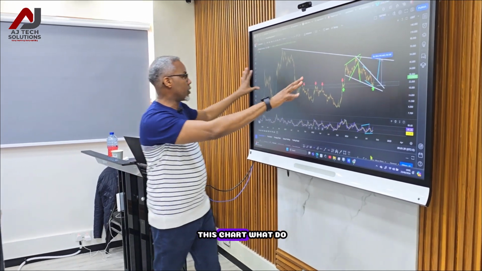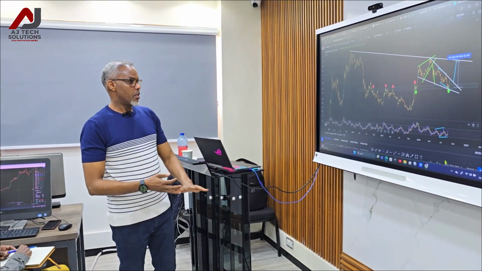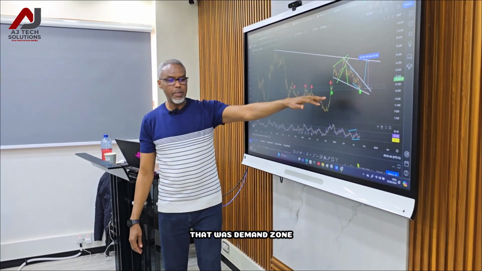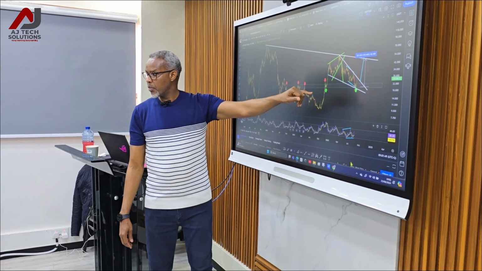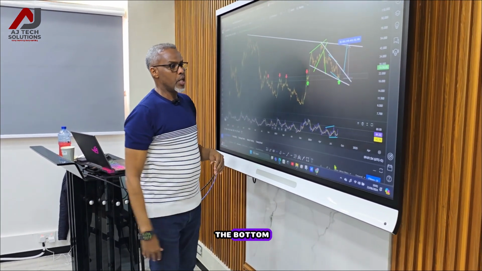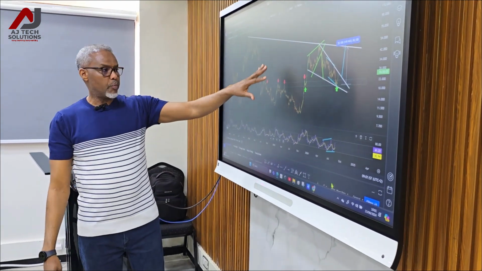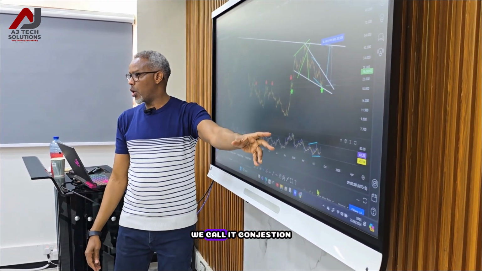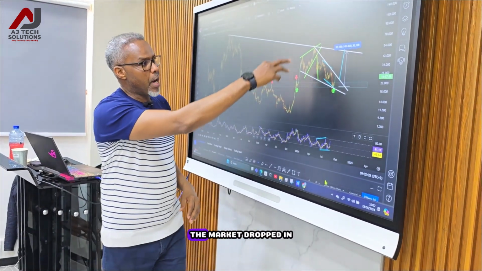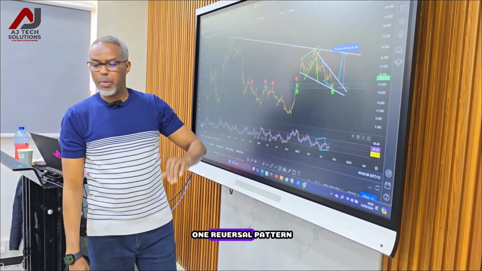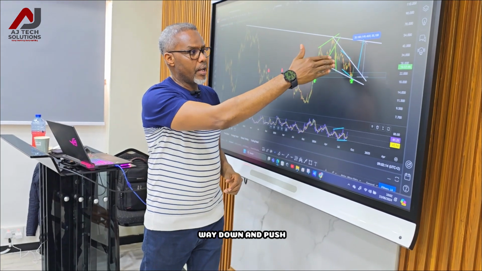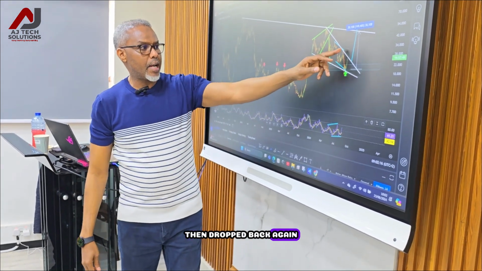Now, if you look at this chart, what do we see here? We see AVAX rejected from the previous zone that was a demand zone, as you can see from here. And there's resistance on the top and support on the bottom. So when we have this kind of structure, where price breaks resistance and flips to support, we call it a confluence area, right? A confluence zone. So now what I have here, the market dropped in one reversal pattern, which is called a rising wedge. Then it fell all the way down and pushed back again. Then dropped back again and pushed back again.